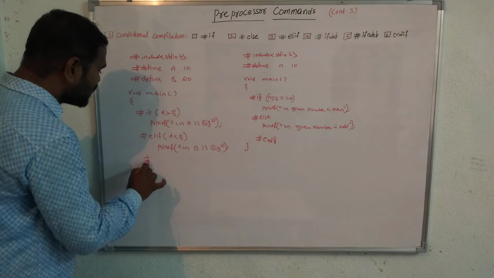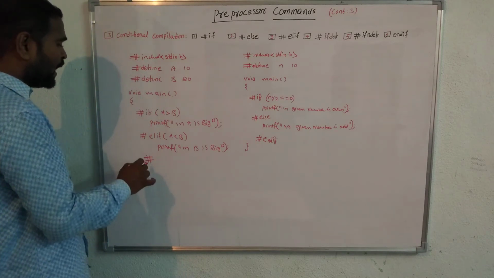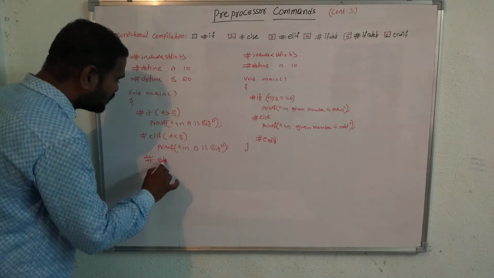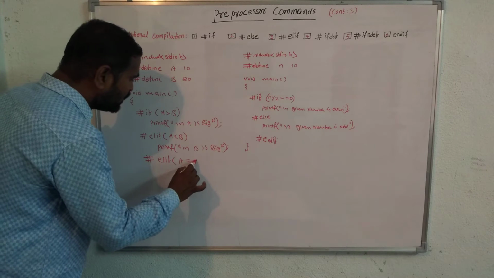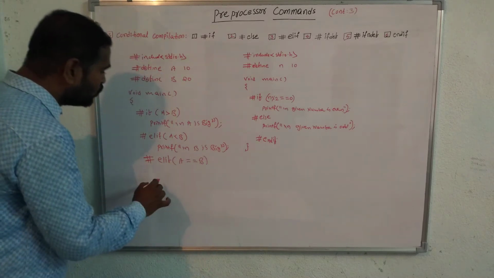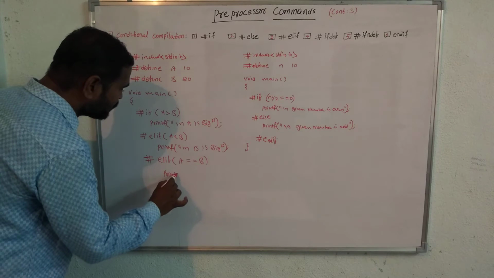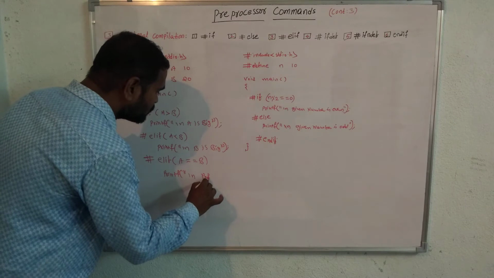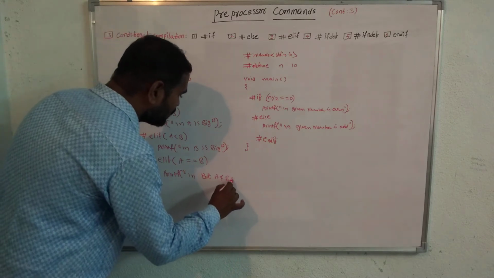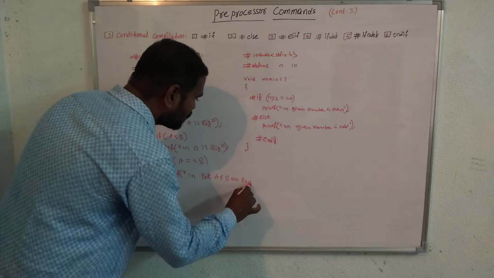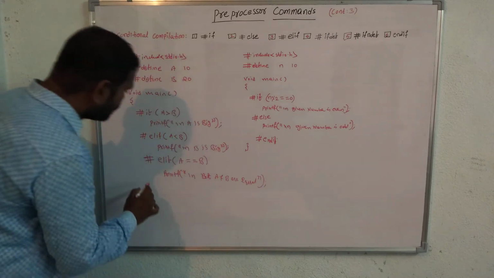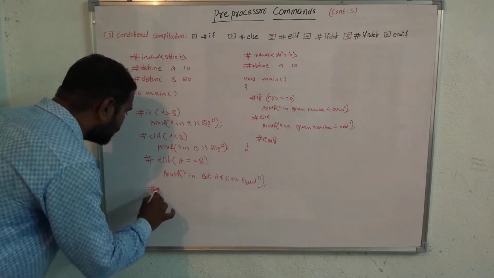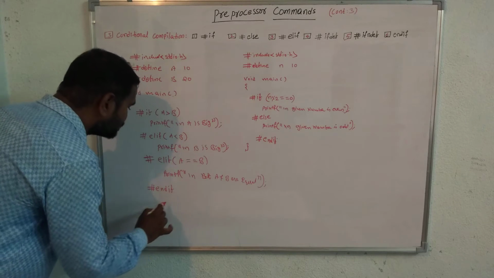So next, if it is not satisfied, then again the hash symbol. Next, #elif a is equal to b. If it is true, then printf both a and b are equal. Then after completion of these conditions, you must and should close the #if statement with #endif.